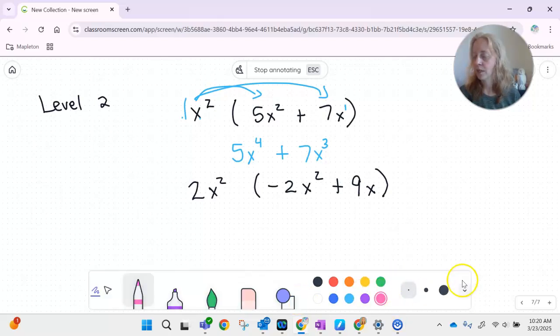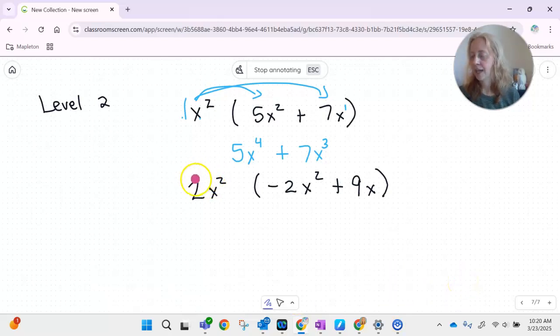And let's do one more example. So again, we're going to multiply our 2x squared, this time times negative 2x squared. 2 times negative 2 is negative 4. X squared times x squared, we're going to add those exponents together. 2 plus 2 is 4.